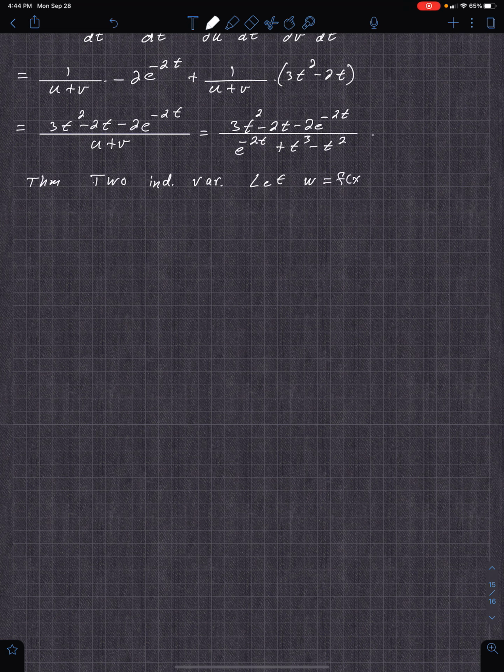equal f of x y. F is differentiable. And then we'll say x is a function of two variables, s and t. And we'll say y is a function of two variables, s and t. Same two variables. Then you have to do partials. So you can't do just a derivative. You can't say dw of anything, because when you drill down all the way, you have still two independent variables.